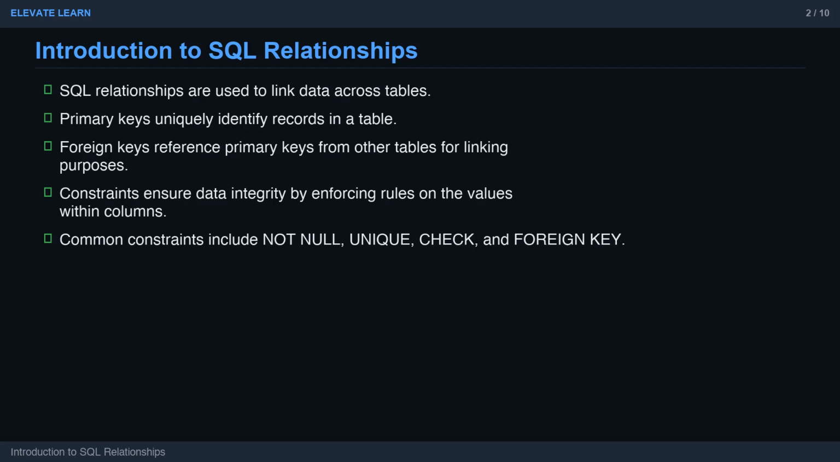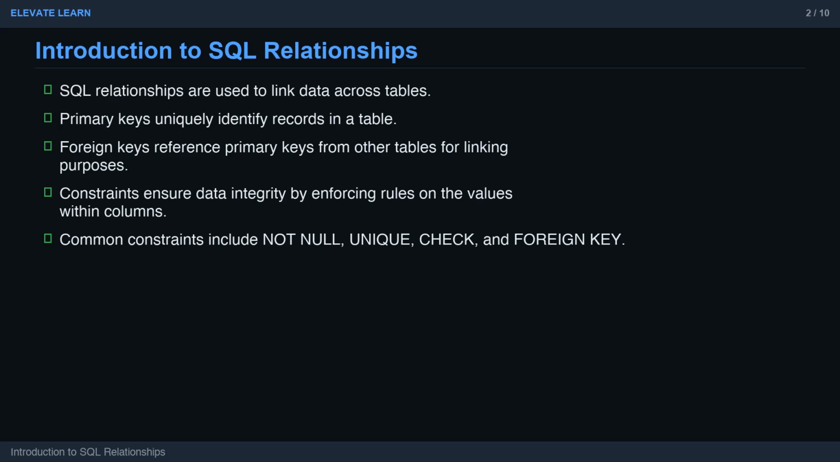Welcome to our lesson on SQL relationships. Imagine you have two tables, one for customers and another for orders. Customers need a unique identifier, which we call the primary key. In this case, it might be a customer ID number.